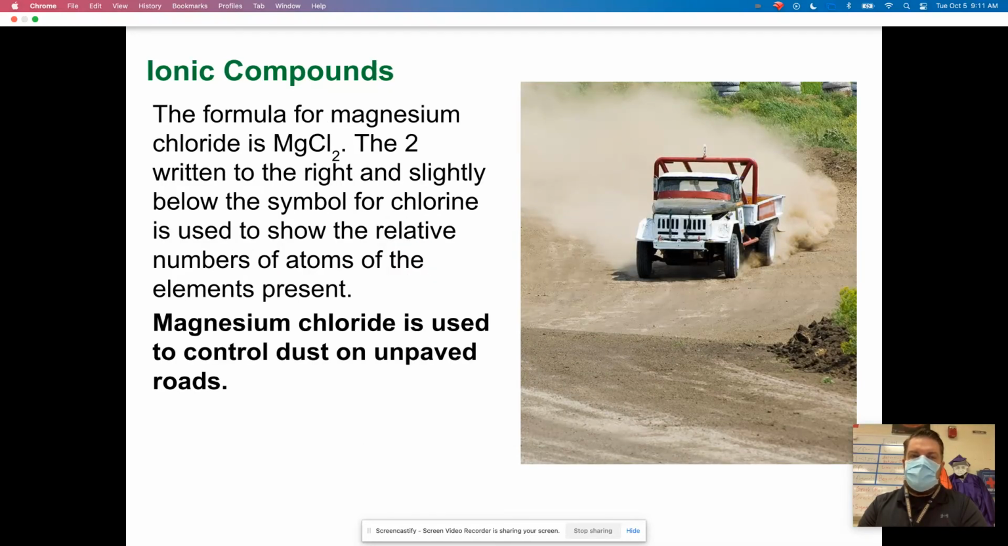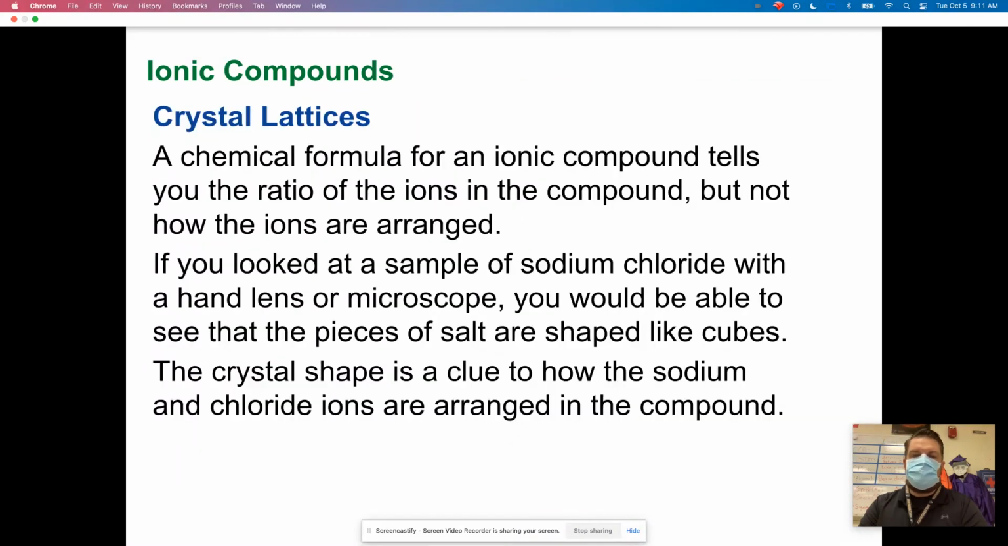The formula for magnesium chloride, though, is MgCl sub 2. The 2 is written to the right and slightly below, and we call that subscript notation. It is a subscript for chlorine. And basically what we're saying is for every magnesium atom, I have 2 chlorine atoms. Magnesium chloride is used to control dust on unpaved roads.